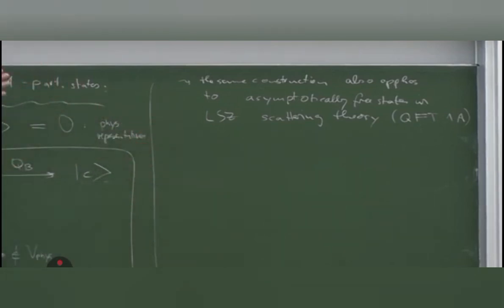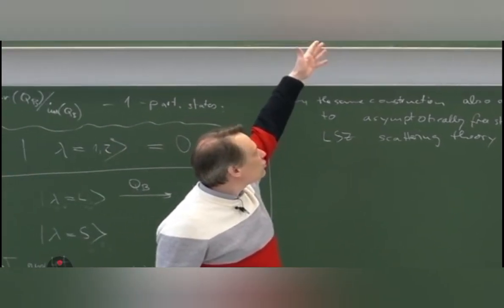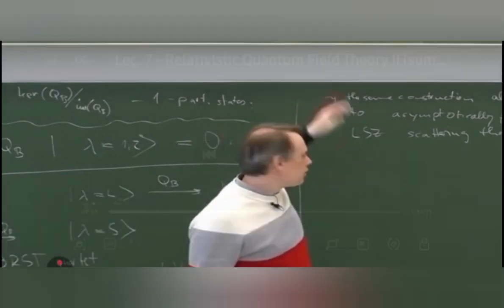And that Fock space for those asymptotically free particles has exactly the structure that we discussed here. It's identical. Also on that Fock space, you are then able to define such a QB operator with the identical properties.